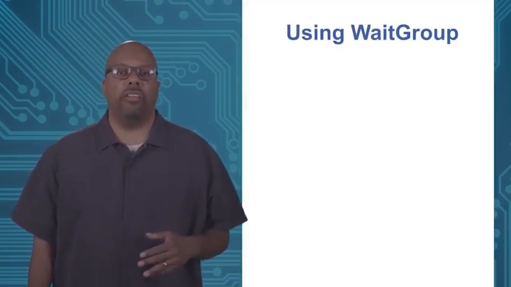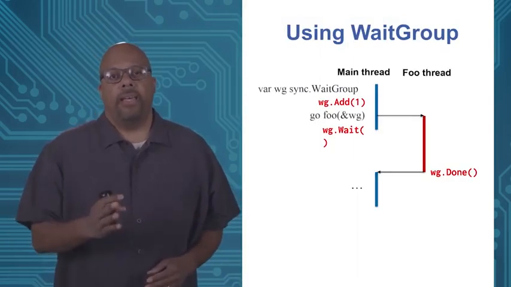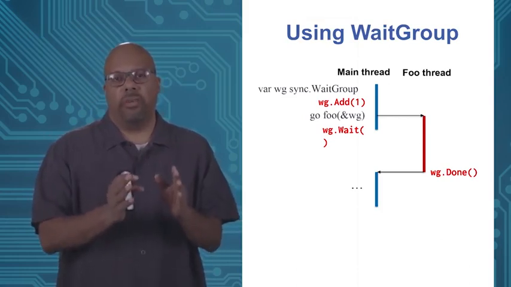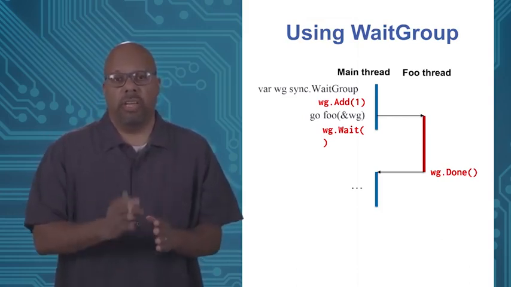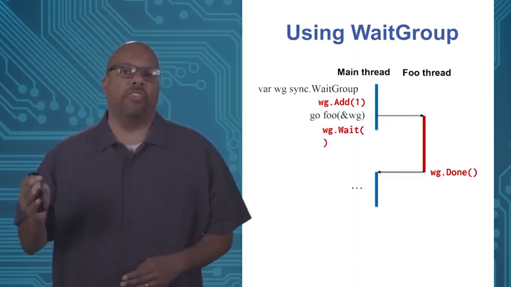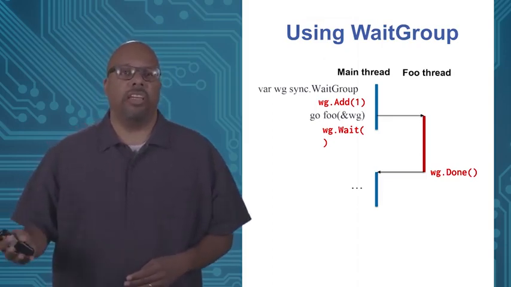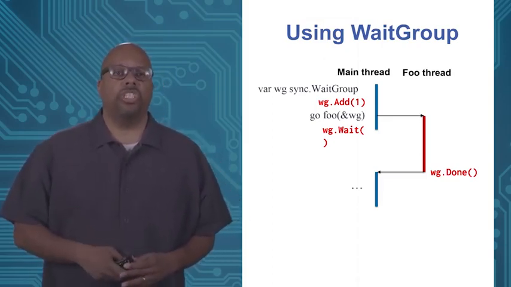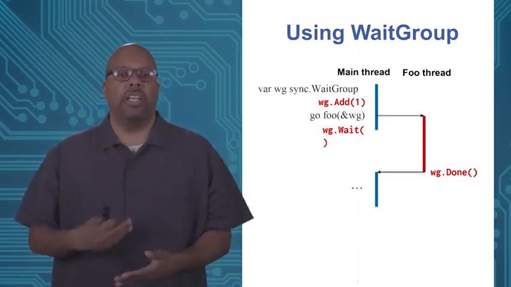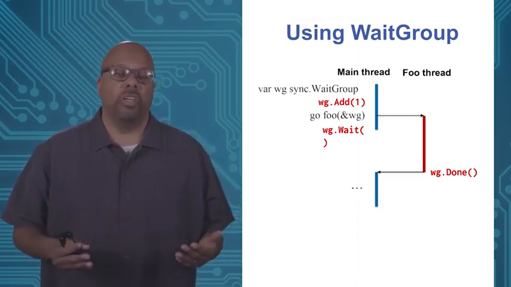So let's take a look at what it does. In this case, I'm trying to depict two things. On the left column, labeled main thread, that blue vertical set of lines is the main thread. And on the right is the foo thread, which is the new goroutine that the main goroutine has created. I'm showing a little bit of the code execution. Actually, first let me go down to the bottom and name the methods associated with WaitGroup so we understand what they do.